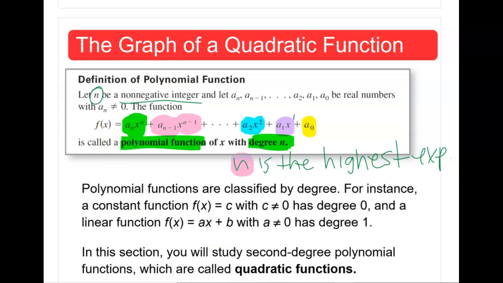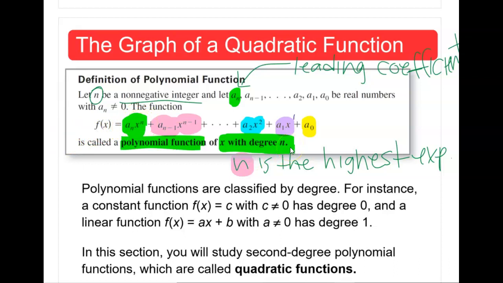And let's see here. Let's just go over this. So we have a sub n is the coefficient of the x term with the highest degree or exponent. And so because of that, we refer to that one as the leading coefficient. And so that's going to be very important throughout this section and actually throughout the chapter. Leading coefficient and then the degree of the polynomial.